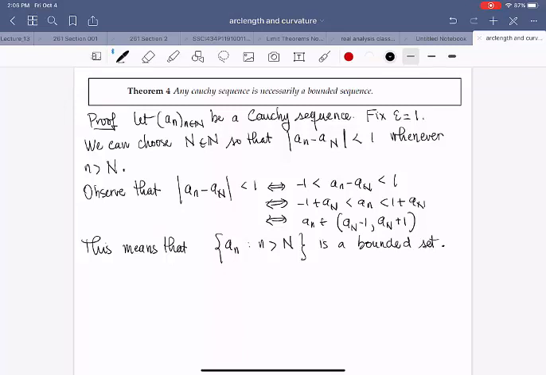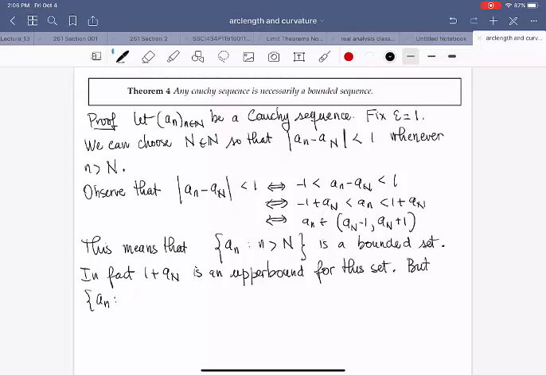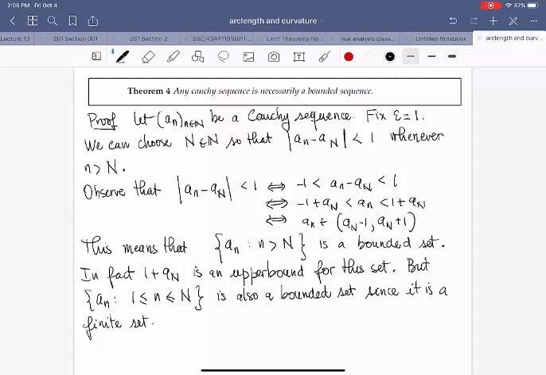Now, moving forward, in fact, we know here that an upper bound is 1 plus a_N, right? So in fact, 1 plus a_N is an upper bound for these sets. But if you look at this, the head of our sequence is also a bounded set, since it is a finite set. You can just count the number of elements and pick the largest. That's really what this is.